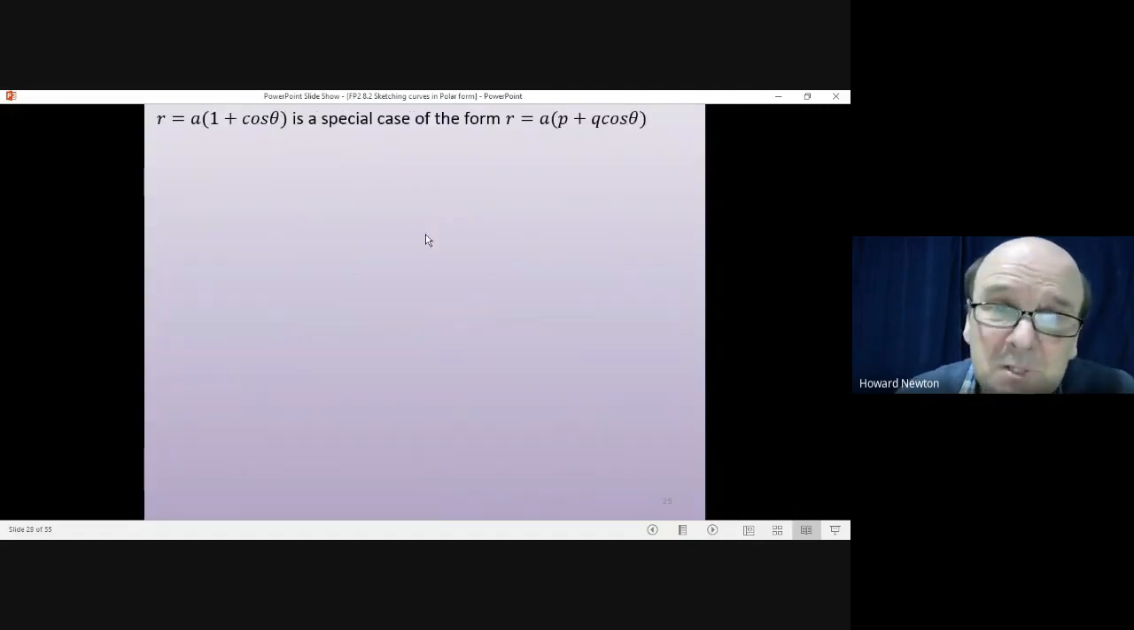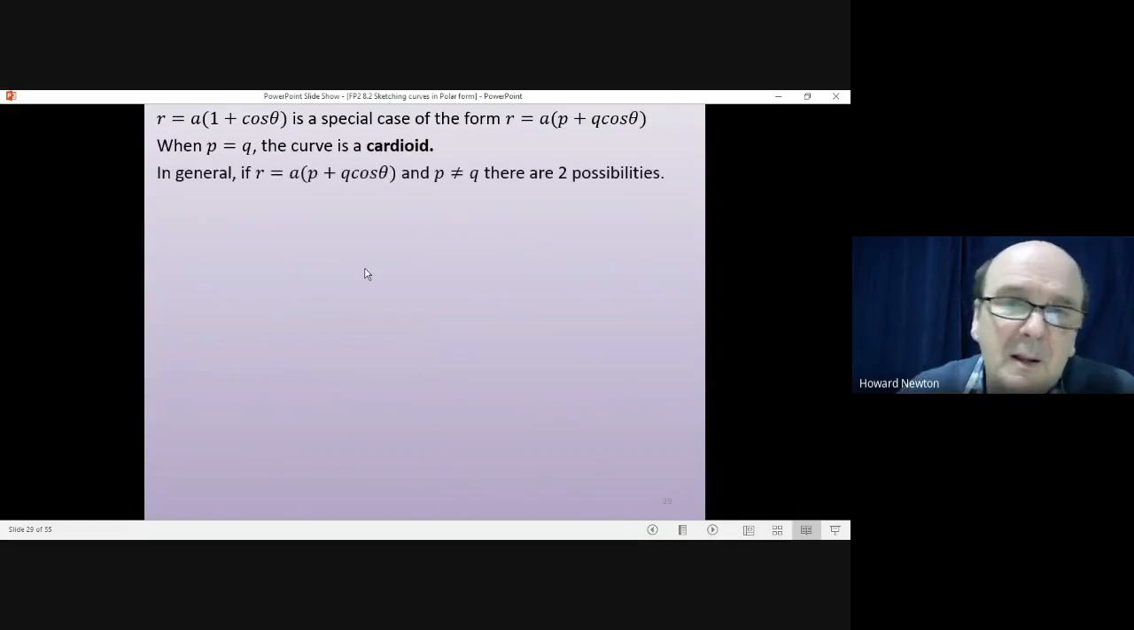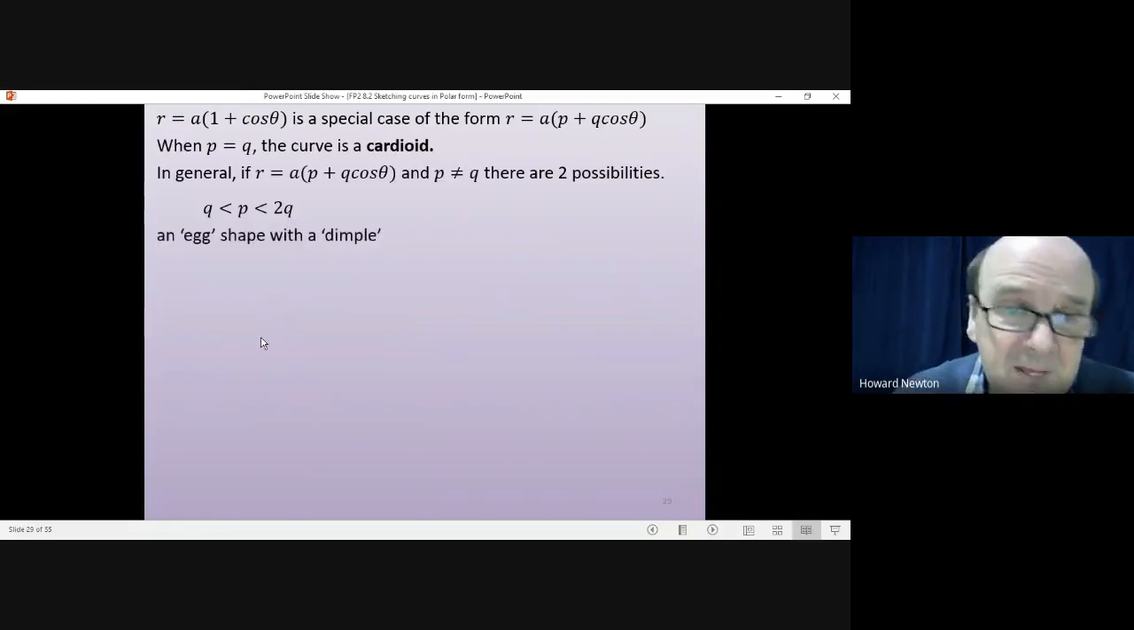Now, r equals a into 1 plus cos theta is itself a special case of the general form r equals a into p plus q cos theta, where p and q are different numbers from each other. If p equals q, then you have the heart shape, you have a cardioid. Otherwise, there are 2 possibilities where p does not equal q. The first possibility is that p is bigger than q, but it's less than 2q. Now, if that's the case, you get an egg shape with a dimple. Looks a little bit like the cardioid does.